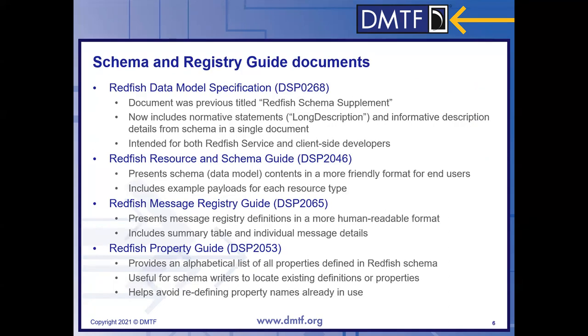As part of the release, we always update user documentation for using the schemas and the registries. There are four guide documents. The data model specification is what was previously called the Redfish Schema Supplement. This contains all of the normative language, what shows up as the quote unquote long description in the schema files, as well as the end user facing descriptions, and this is intended for both developers and end users.